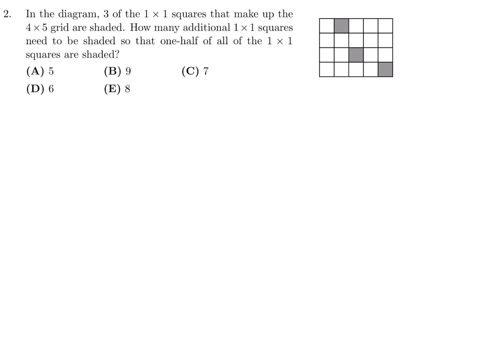In the diagram, 3 of the 1 by 1 squares that make up the 4 by 5 grid are shaded. How many additional 1 by 1 squares need to be shaded so that 1/2 of all of the 1 by 1 squares are shaded? Well, a 4 by 5 grid basically means that there's 20 total tiny little squares, and of those 20, so far 3 are shaded, but we want half of them to be shaded, so we want 10 to be shaded. So far we have 3 that are shaded, so an additional 7 need to be shaded for half of the total squares to be shaded. So number 2, the answer would be C, 7.